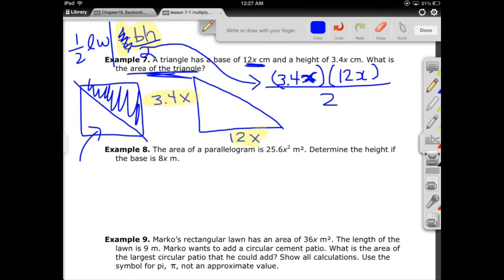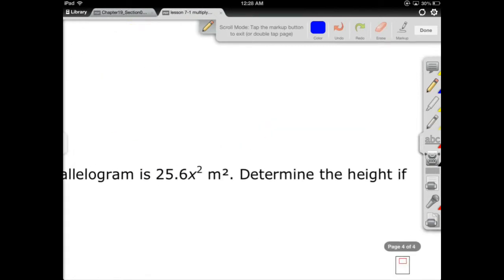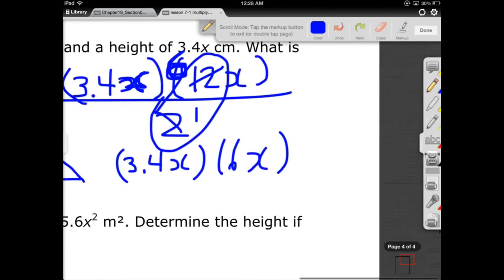So when I go to look at the top, one of the things you could do, and it's totally fair, is you see this 2 and you see this 12? Let's reduce that. Make that a 1 and make that a 6. So that leaves us with 3.4x times 6x. Okay, so now you have to do a little bit of thinking. What the heck would that answer be?